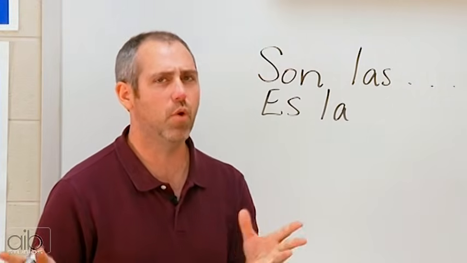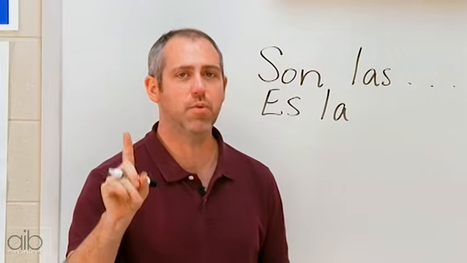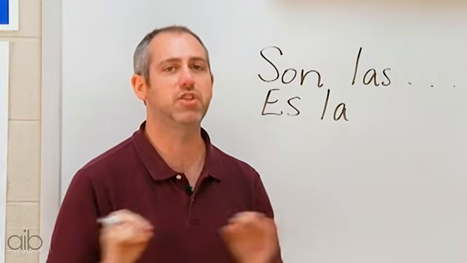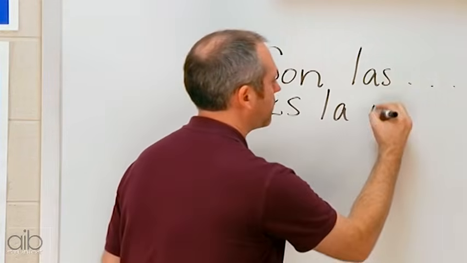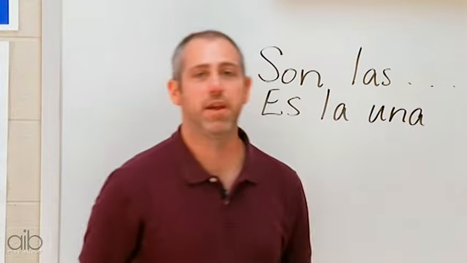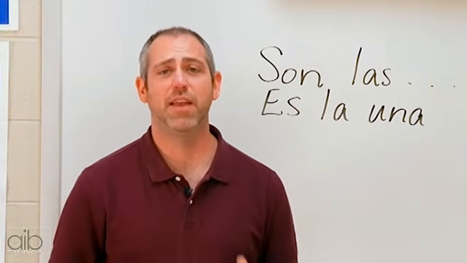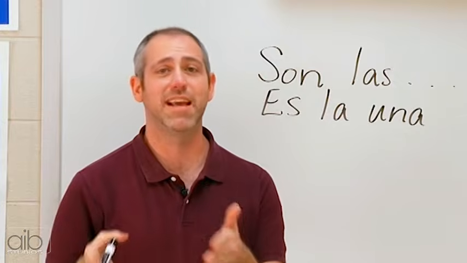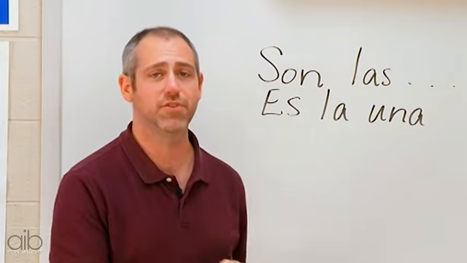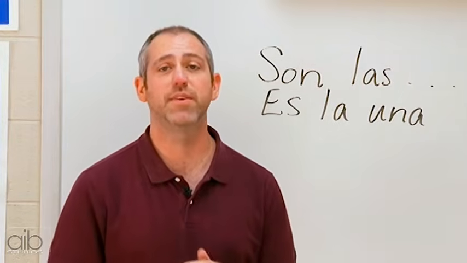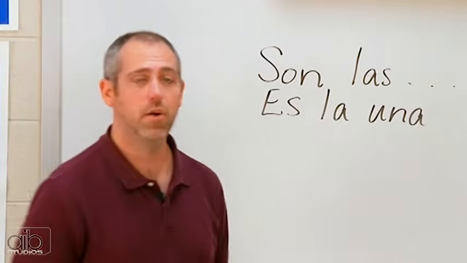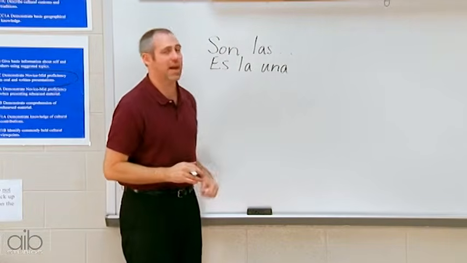You might be saying, well, one is uno, but you're right. But the problem is that we have to change it a little bit to una, because we're talking about time, and the word for time is hora, and that's feminine, so therefore this word has to match it. So that's why we say una instead of uno. Okay? So it's 1 o'clock, es la una.